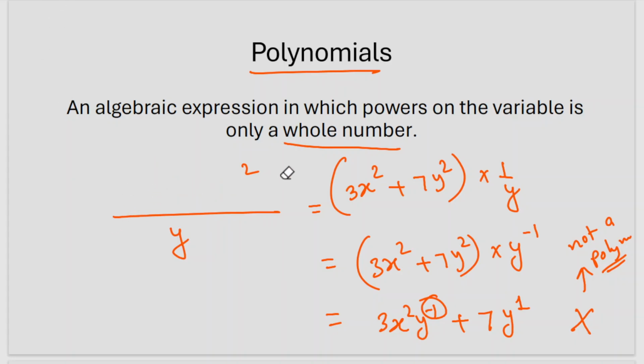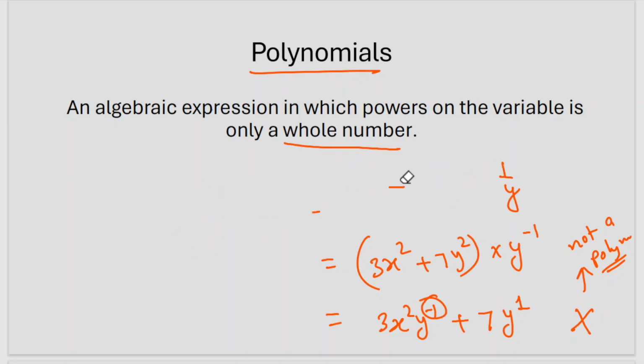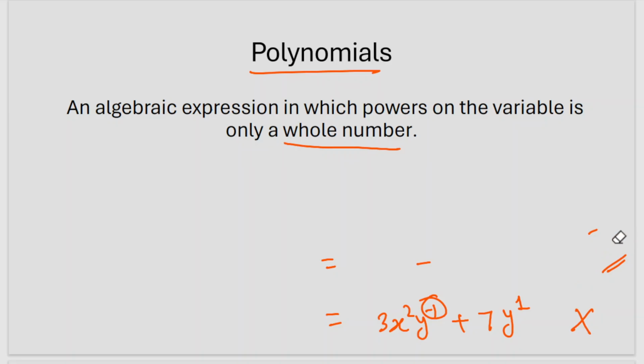So it is very important to understand the meaning of a polynomial. A polynomial is nothing but an algebraic expression which has variables, and the power on the variable should only be a whole number. We will only look at the power on the variable. Don't look at the power on anything else.